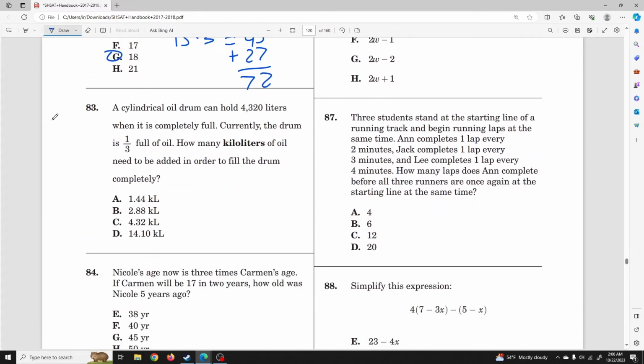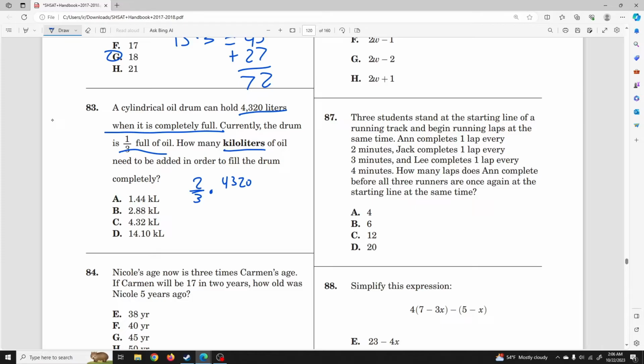So 83 says a cylindrical oil drum can hold 4,320 liters when completely full. Currently the drum is 1/3 full of oil. How many kiloliters of oil must be added in order to fill the drum completely? So if 1/3 of it is full already, 1/3 plus 2/3 is equal to 3 over 3, or a full drum. So in other words, we need to add 2/3 of the drum in order to make it full, right? So how many kiloliters of oil? Well, 2/3 of this thing, right? And the easiest way to find that is just to multiply this 4,320 liters by 2/3.